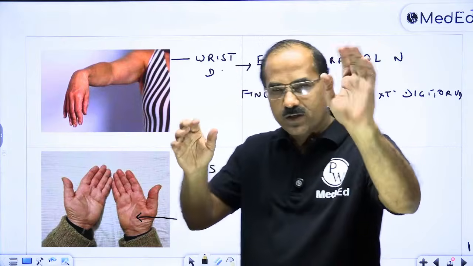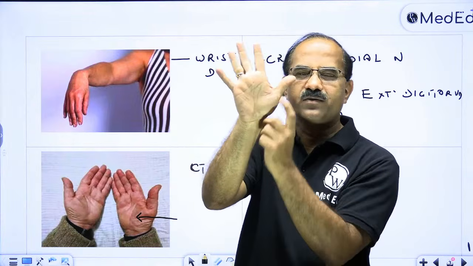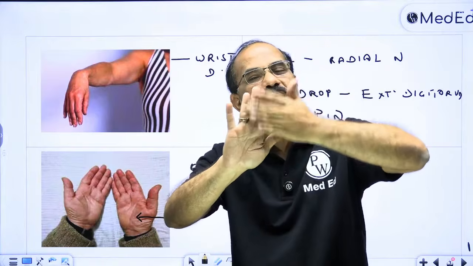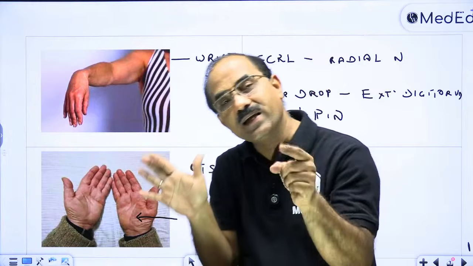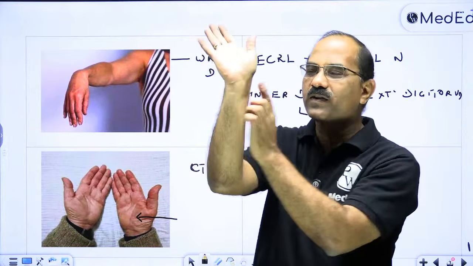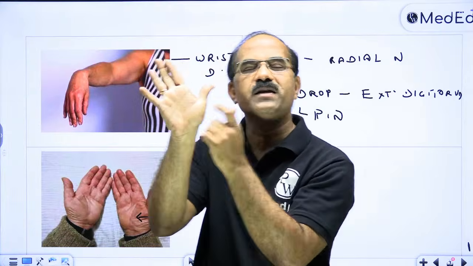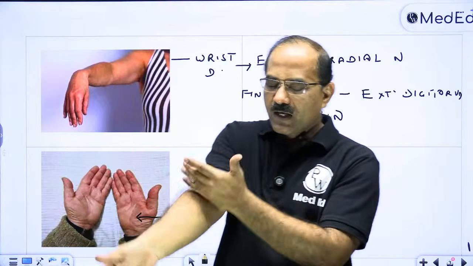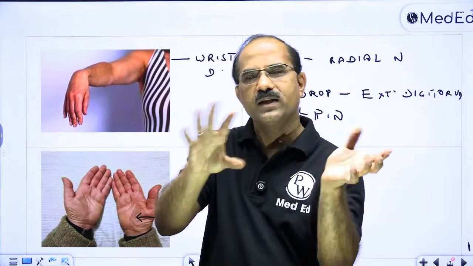If carpal tunnel syndrome occurs, that means the median nerve is compressed in the carpal tunnel. Five muscles are paralyzed: 3 muscles of the thenar eminence and 2 lumbricals. There'll be a loss of sensation of these 3.5 fingers, but the sensation of the skin over the thenar eminence will be intact. Why? Because this nerve, the palmar cutaneous branch of the median nerve, goes above the flexor retinaculum and supplies the skin over the thenar eminence. Right? If the median nerve is injured in the forearm or in the arm, then this sensation will also be lost.